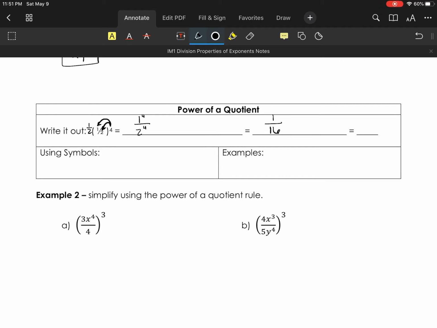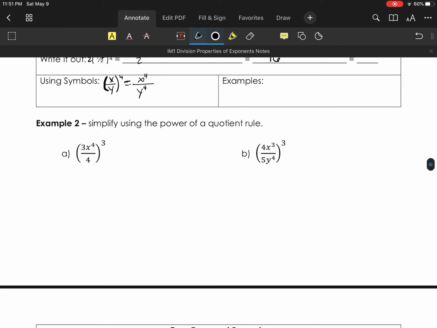2 to the 4th, that gives you 16. Okay, again, it's not 8, that's not 2 times 4, it's 2 times 2 times 2 times 2, which is 16. And that's that. So, using symbols, what this means is, for example, if you had x over y to the 4th power, that would be the same thing as x to the 4th over y to the 4th.